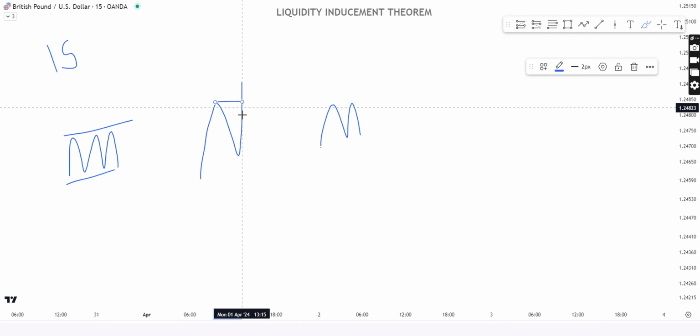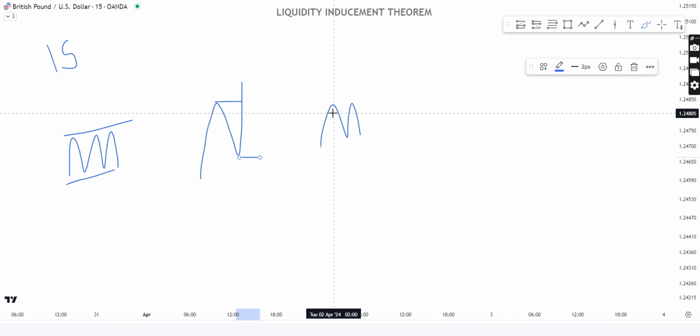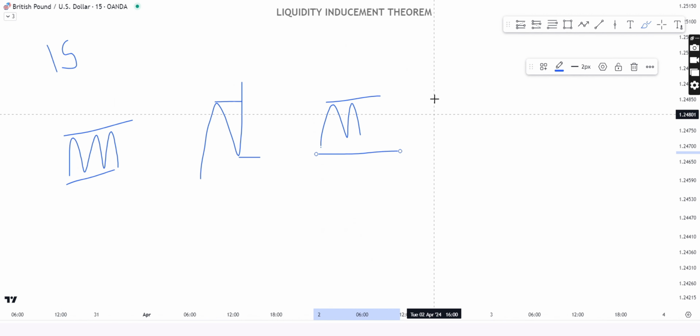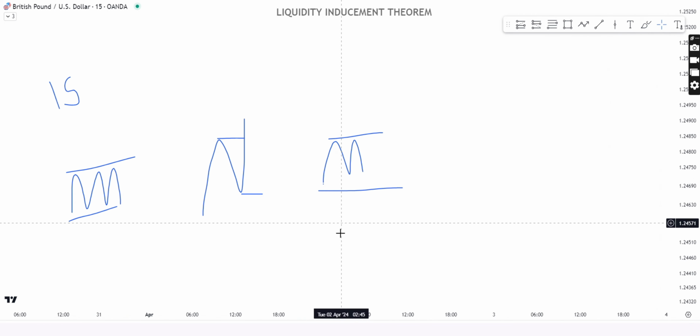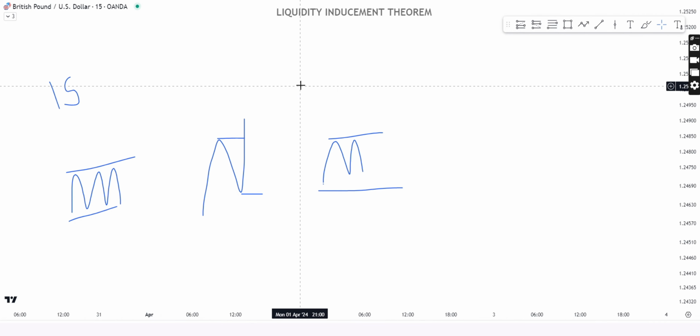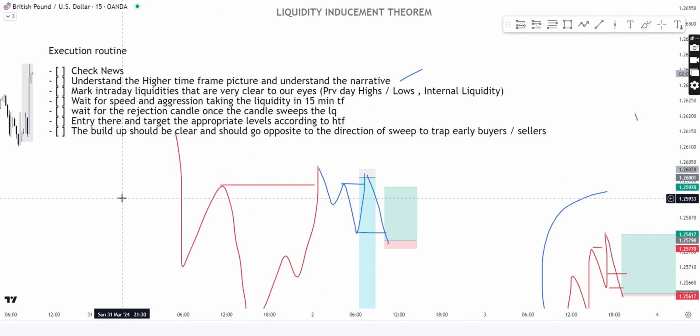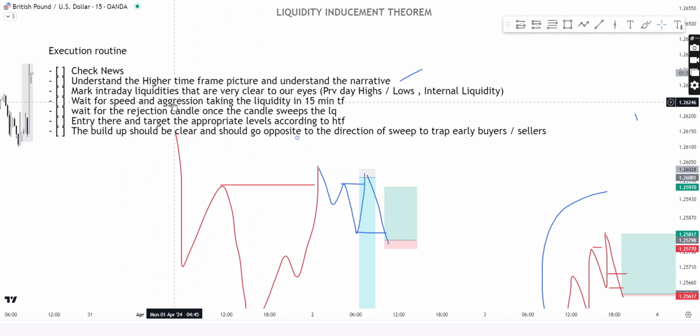So these are the simple liquidities you should use. Just mark the liquidities. This is the third point of the checklist. The only job when coming into the day is to identify the liquidities. Simple. So you identify the liquidities, you mark the liquidities, mark internal liquidities that are very, very clear to your eyes. We mark the liquidities, then wait for, this is the very, very important entry pattern we use.